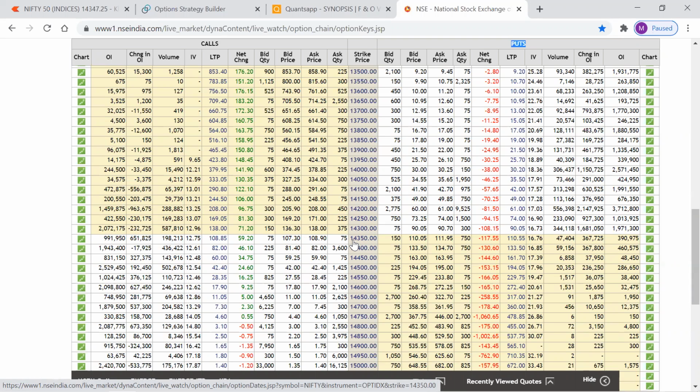So in our scenario, at the money strikes are 14,350 and 14,300, and slightly out of the money strikes are 14,250, 14,200 and 14,150. See, 14,150, and we are dealing with puts, so it's falling in the white area. So it is an out of the money strike. These three strikes are slightly OTM strikes.